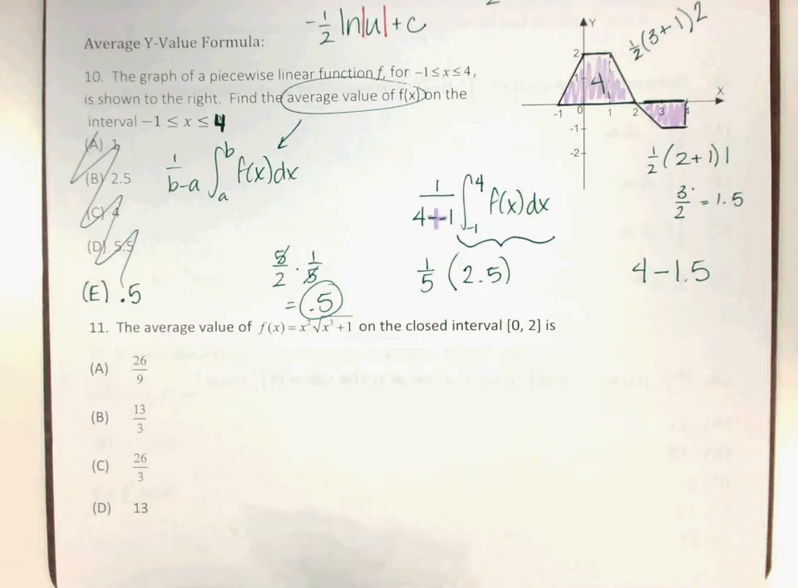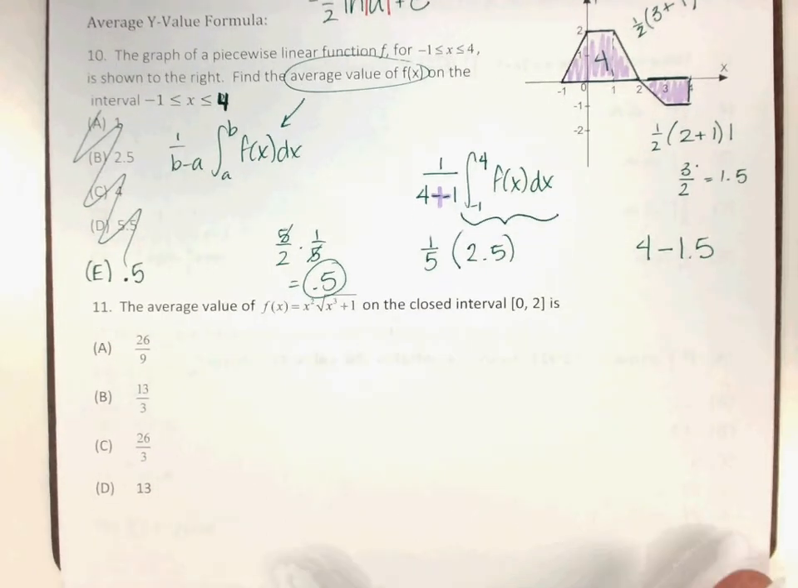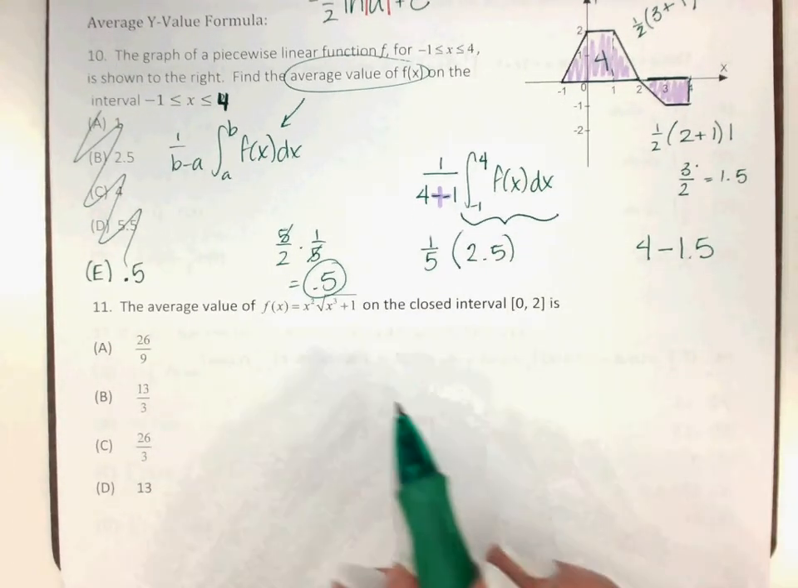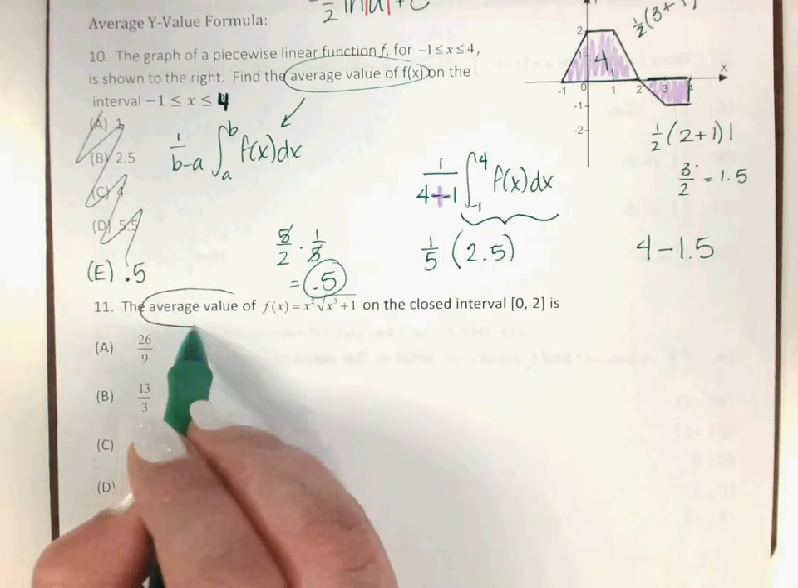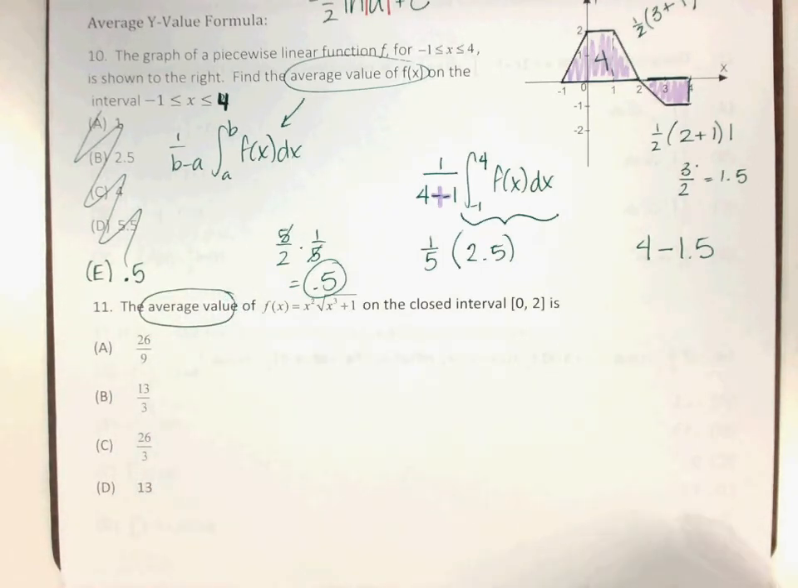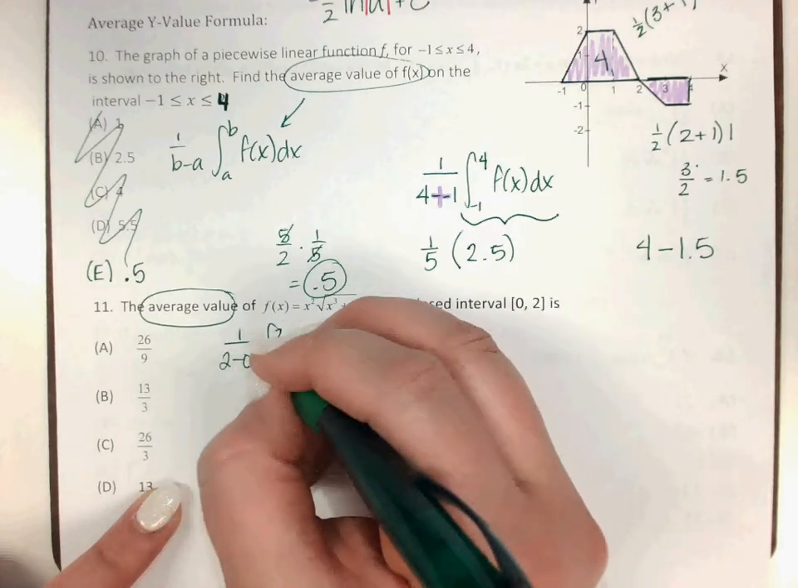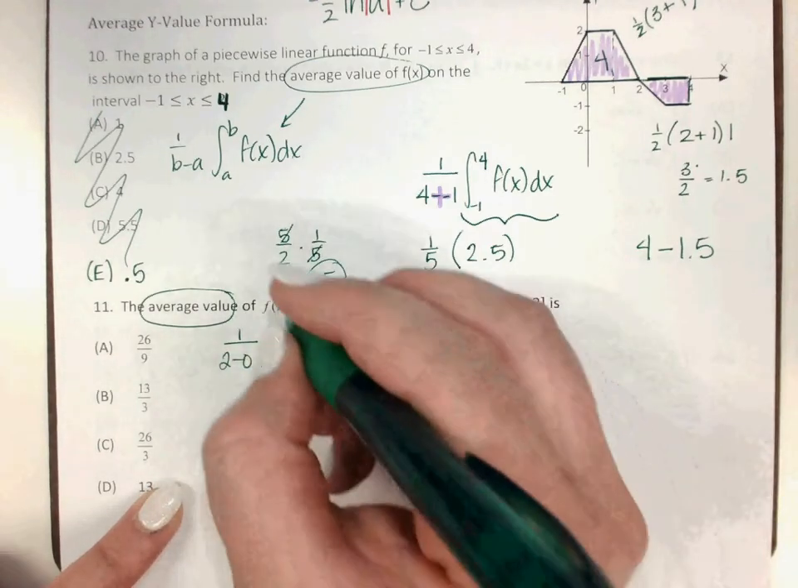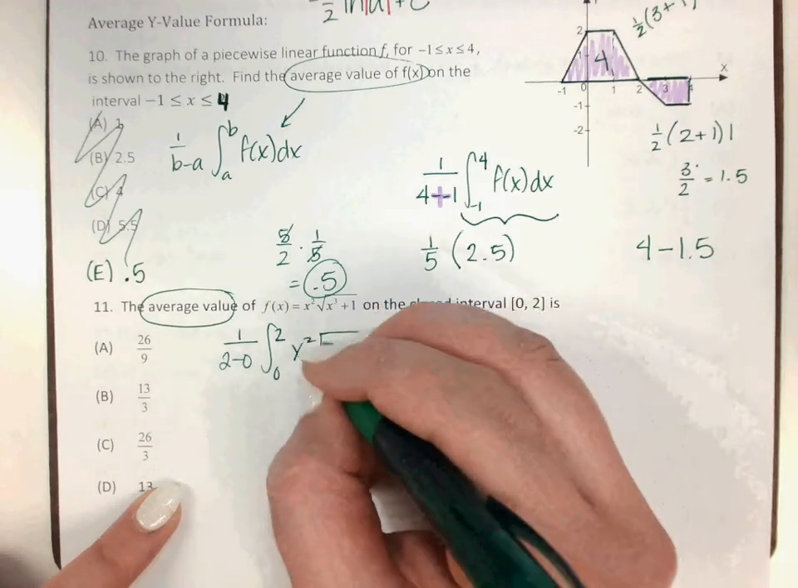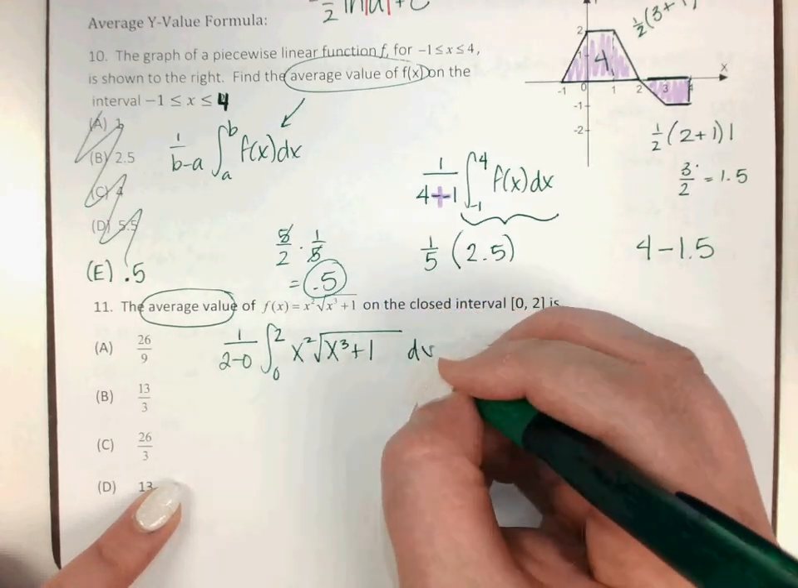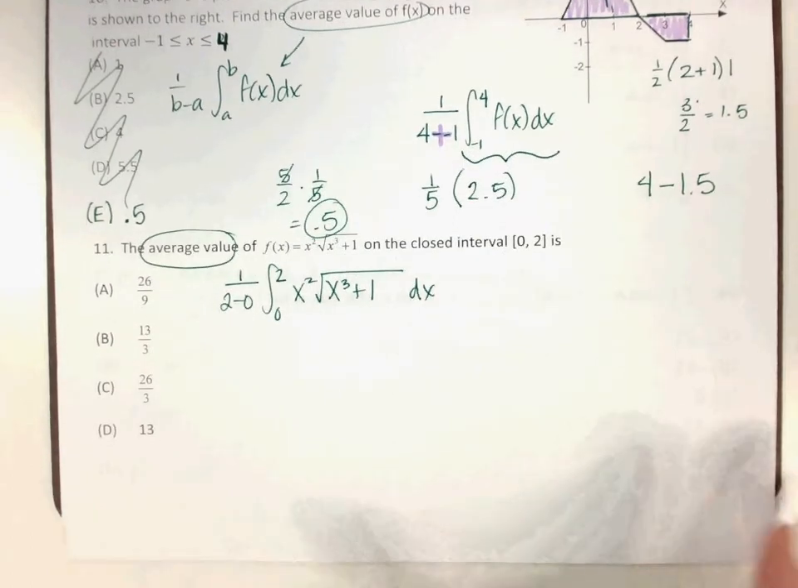Alright, next one, number 11. What are you going to do? Okay, U sub, yeah, but what formula am I using? Average value. So what should be in front of my integral? Very good. So 1 over 2 minus 0, integral 0 to 2, x squared times the square root of x cubed plus 1 dx. Does that make sense? It's still an integral, you just have that one little fraction piece in front of it.